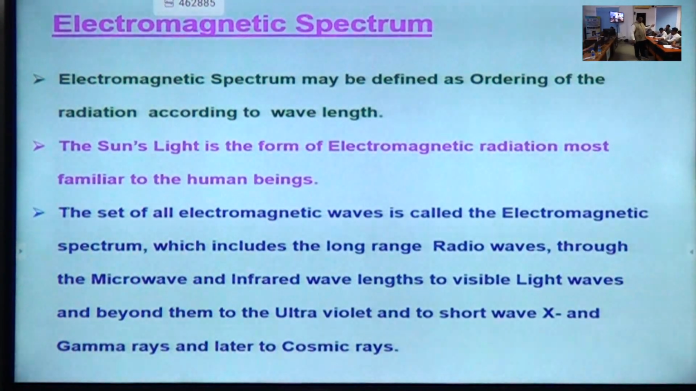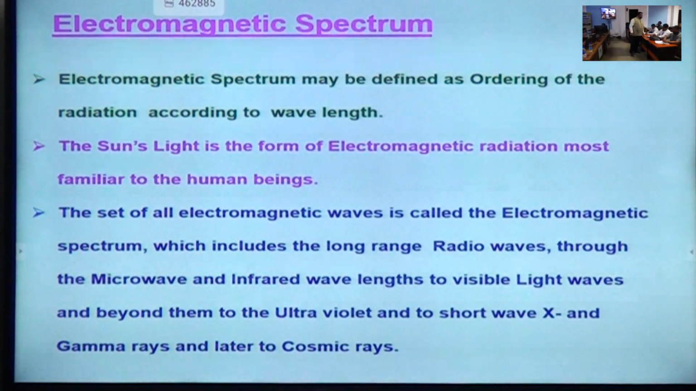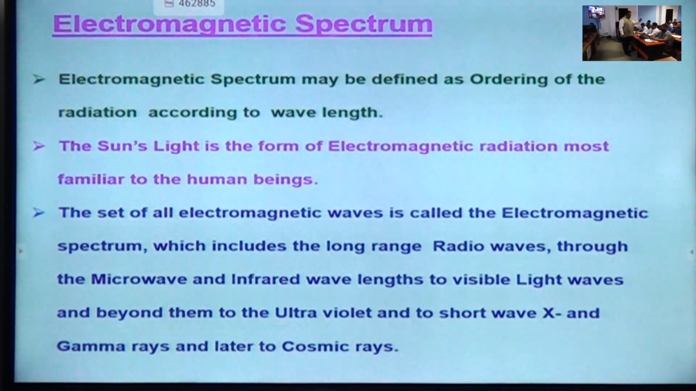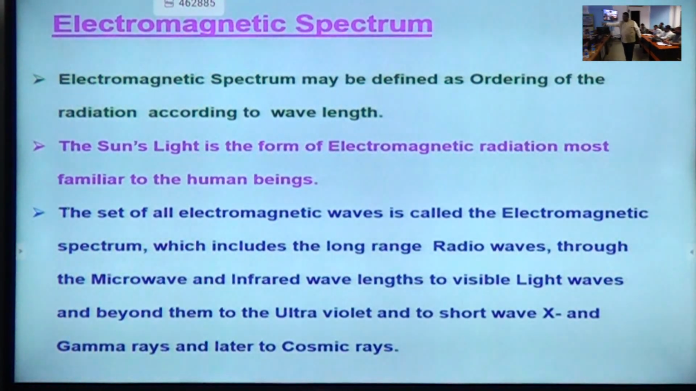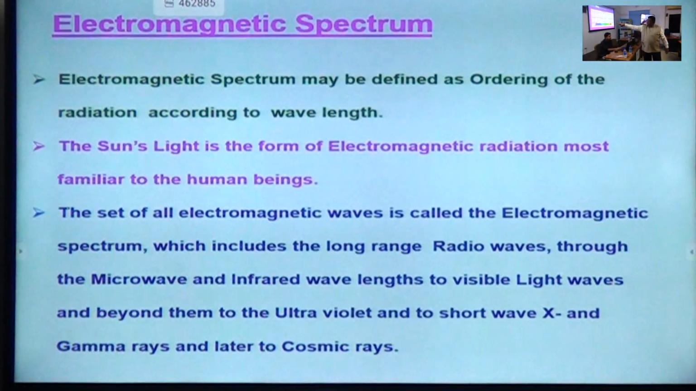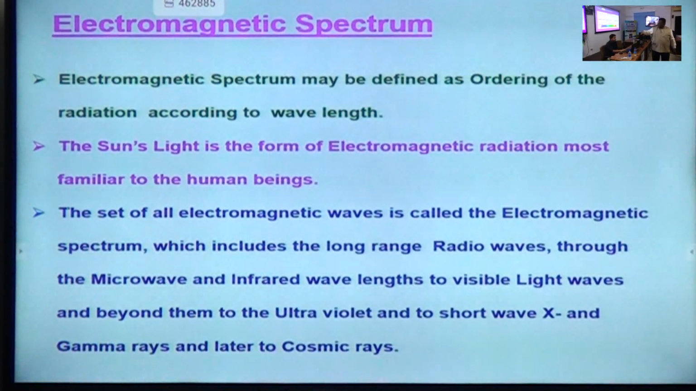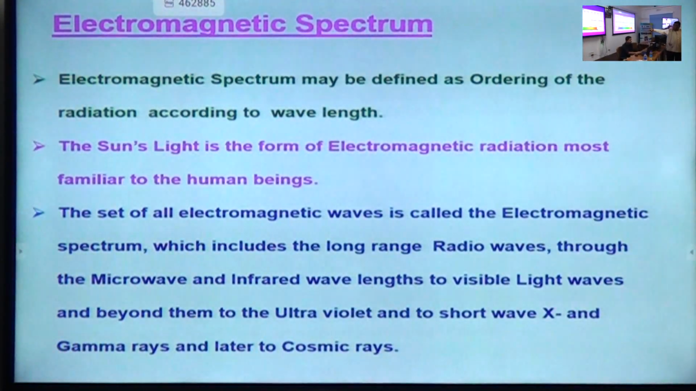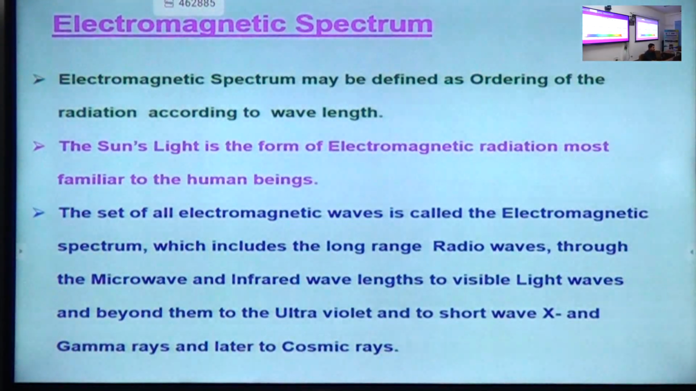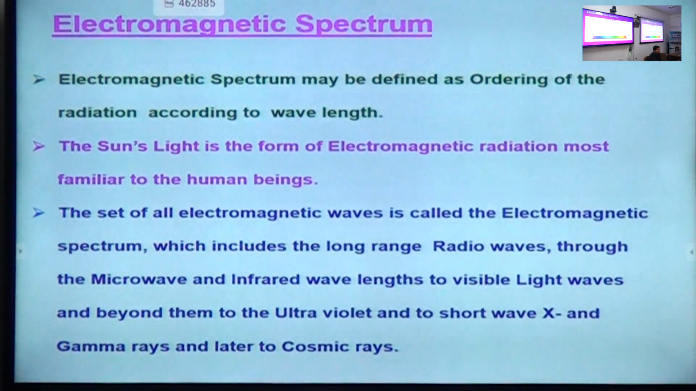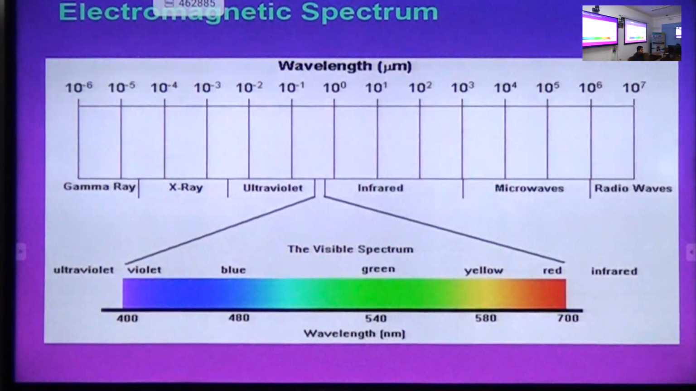So what is the visible region in this? Very, very small, is it not? The unit is in micrometer. The visible region is that particular small portion. This is given in nanometer. Can I tell 0.4 to 0.7 micrometer? Yes, 0.4 to 0.7 micrometer. That is the range.